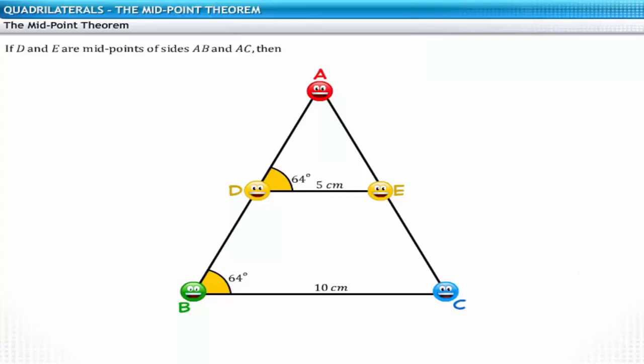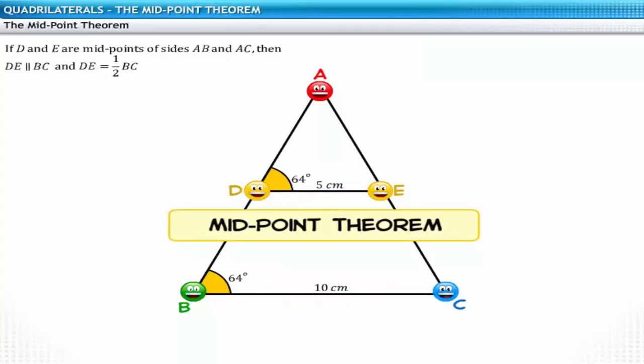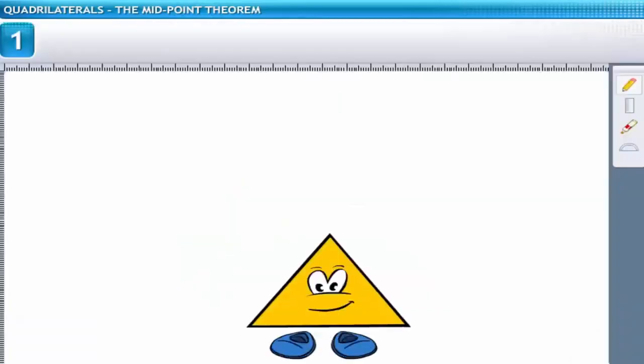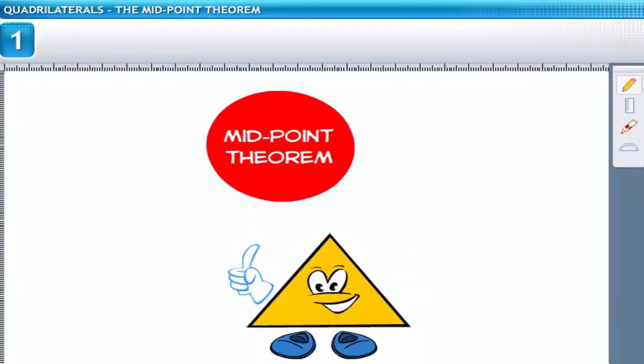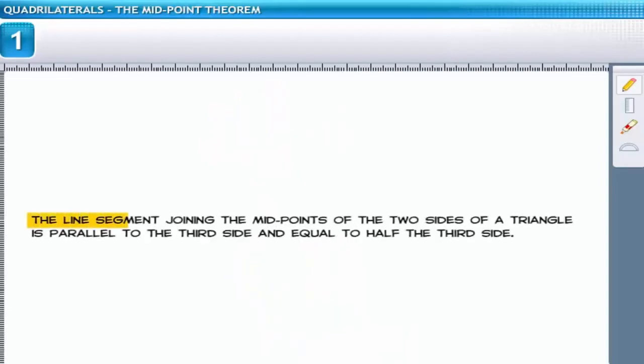Finally, friends D and E have successfully claimed that if they stand midway between the two sides AB and AC of a triangle ABC, then DE is parallel to BC and DE is half of BC. In geometry, this result is known as the midpoint theorem. Let's prove it. The line segment joining the midpoints of the two sides of a triangle is parallel to the third side and equal to half the third side.